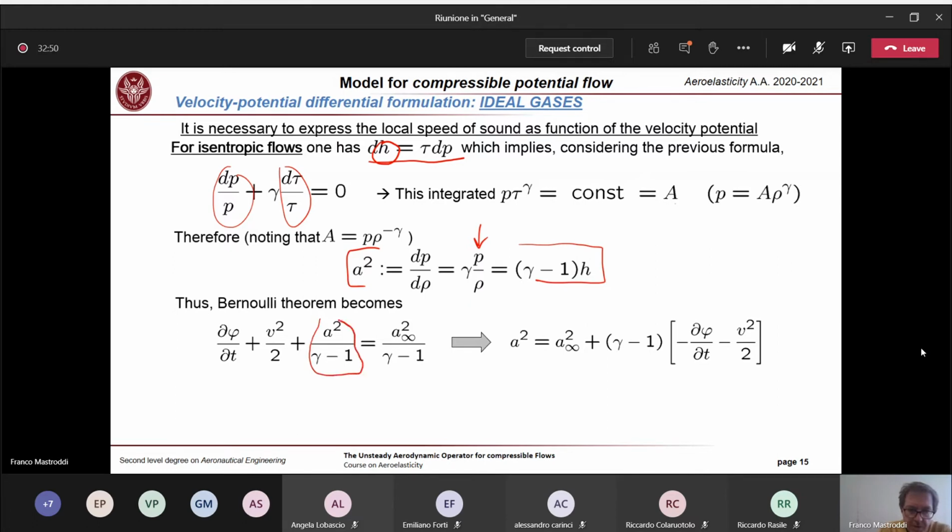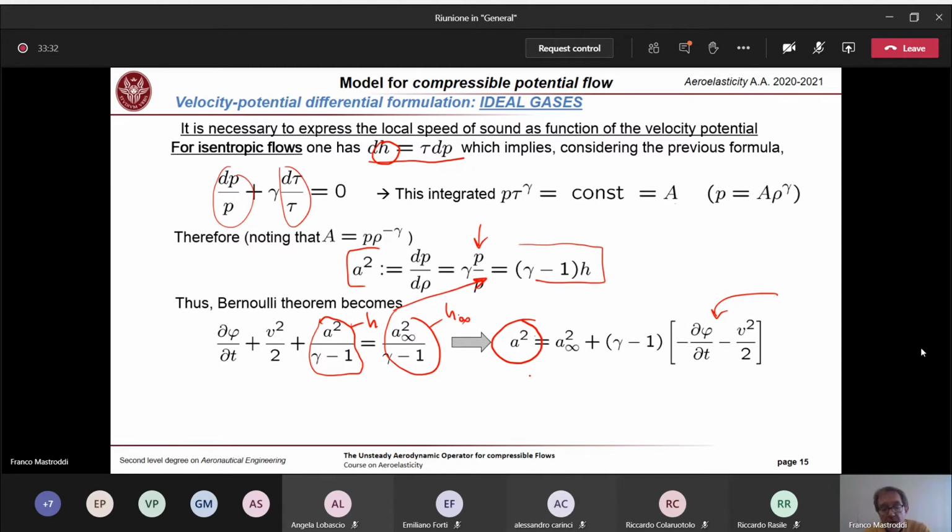And so at the end, we can improve our Bernoulli theorem. This is h by this relationship. This is h0. H infinite, sorry, and by this new version of Bernoulli theorem, we have the square of the sound propagation velocity, a square, as a function of the sound propagation velocity at infinity plus a perturbation given by the potential. So we have the possibility to express the square of the sound speed as a function of the velocity potential.